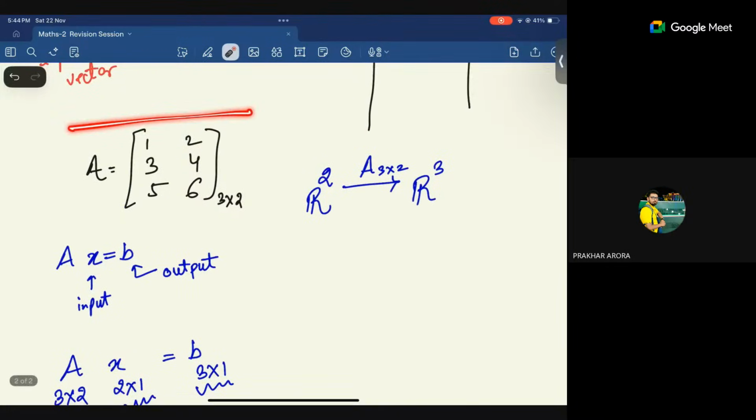This is a matrix, and what will this matrix do? It will take a two-dimensional input vector, and it is going to convert it into a three-dimensional vector, I mean an R3 vector. And this is a linear transformation. This is the end of linear transformations. Is this clear?